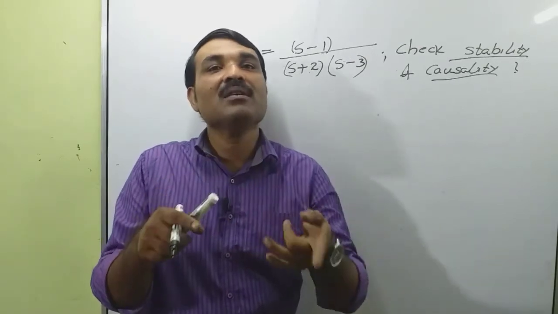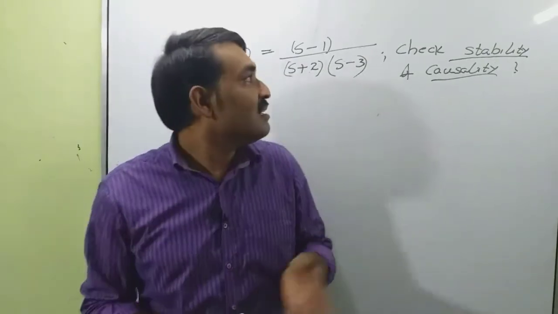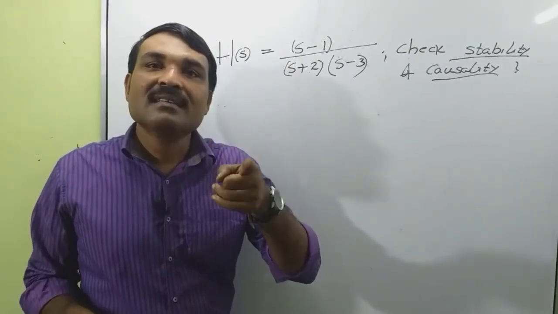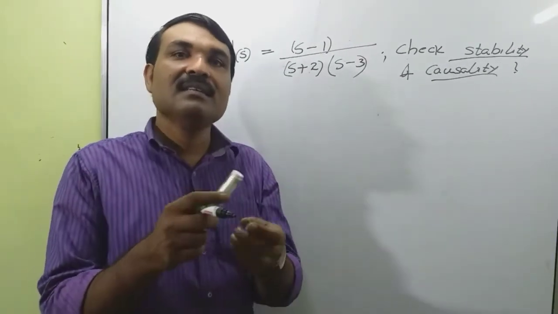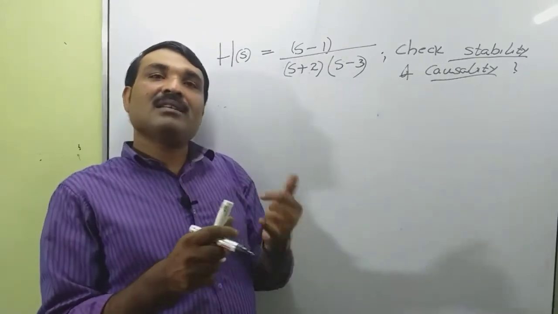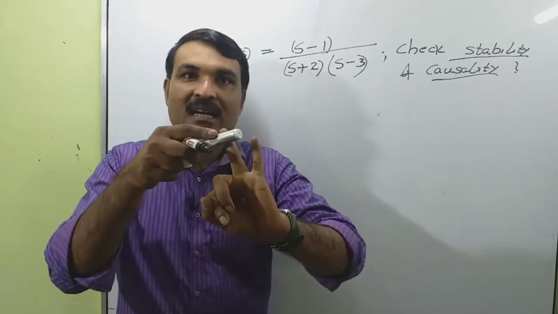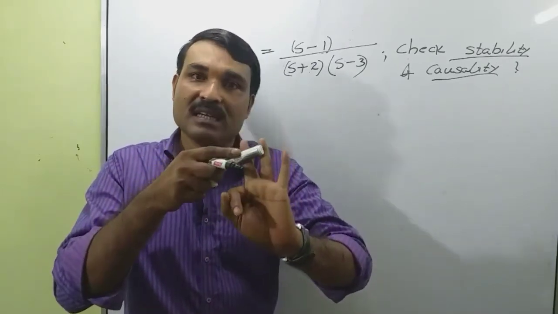That again depends on the region of convergence. Here the region of convergence is not specified, so we consider three regions of convergence in this case. One case is for causal, another is for anti-causal, and the other is for the non-causal case.